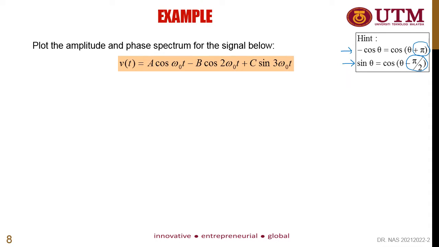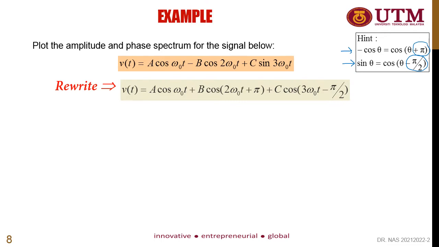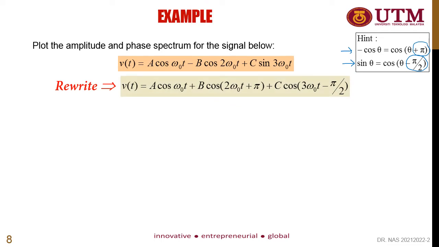Okay, so rewrite the equation. This remains the same, a cos omega naught t, and here you can notice it is negative b cos 2 omega naught t. So this is the second frequency, and negative can be converted into positive by having positive pi phase shift. And the third one, you have a sine function, you can convert it into cos by having negative pi over 2 phase shift.